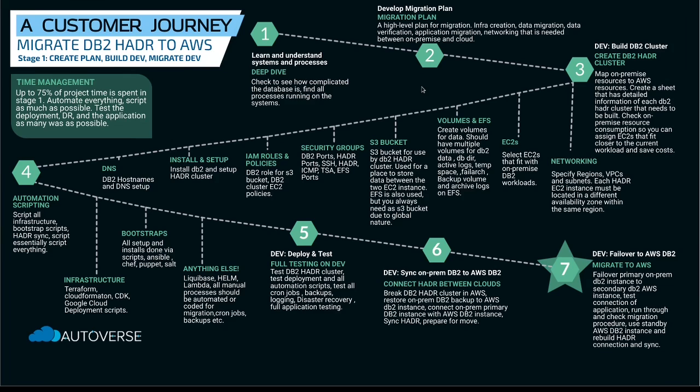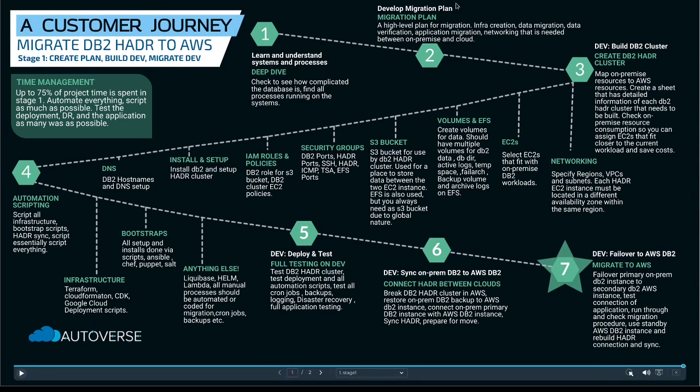And for migration day, we would prepare to fail over to AWS and sever the connection with on-prem and rebuild a standby server that is already there and waiting for a backup to be restored to it and synced up with another DB2 instance within AWS. So that was the high-level migration plan that I had come up with and that we used with this specific customer.